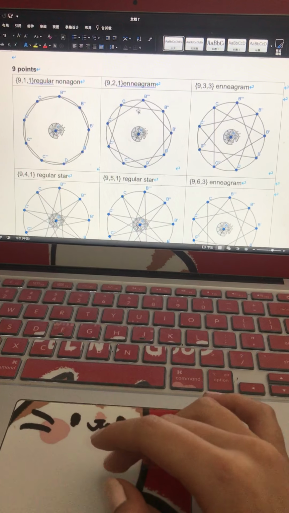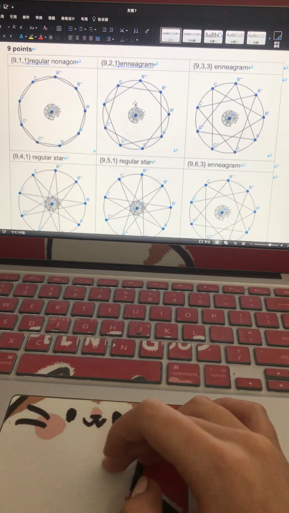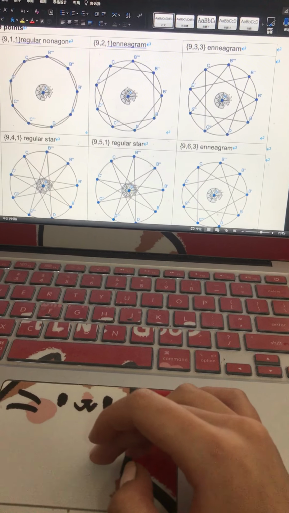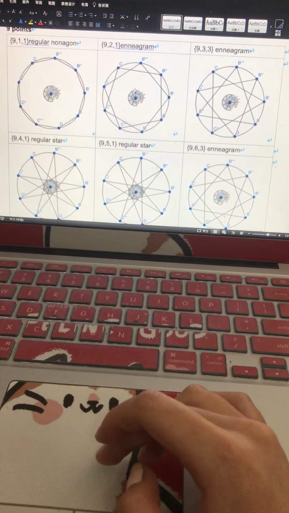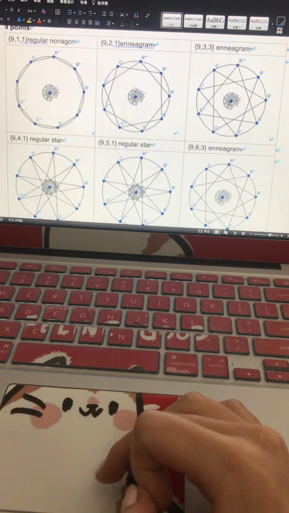And the final one will be circle with 9 points. The first one will be gap of 1. I pick up my pen once. The second one will be gap of 2. I pick up my pen once again. The following will be gap of 3. I pick up my pen 3 times.